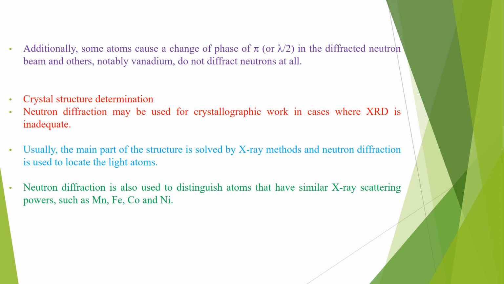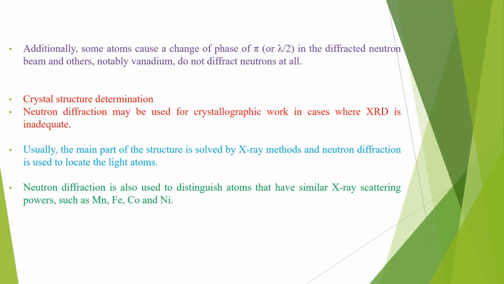Additionally, some atoms cause a change of phase of pi, that is lambda by 2, in the diffracted neutron beam, and others do not. Notably, vanadium does not diffract neutrons at all. For this reason, vanadium can be used as a sample holder in diffraction experiments because it is transparent to neutrons.